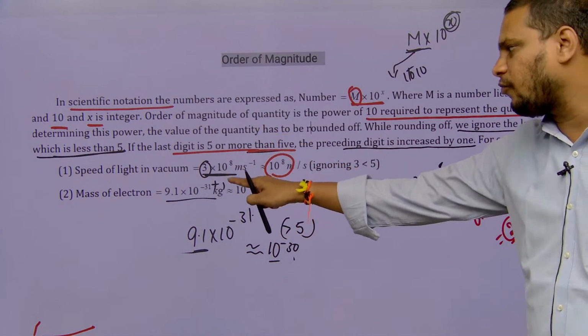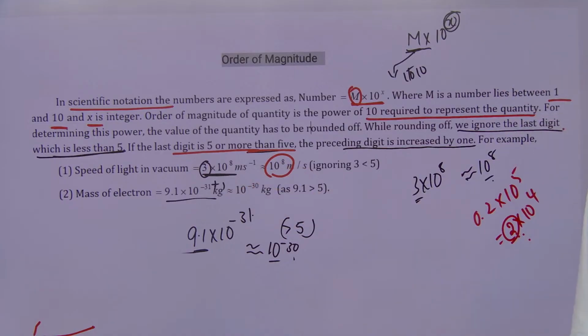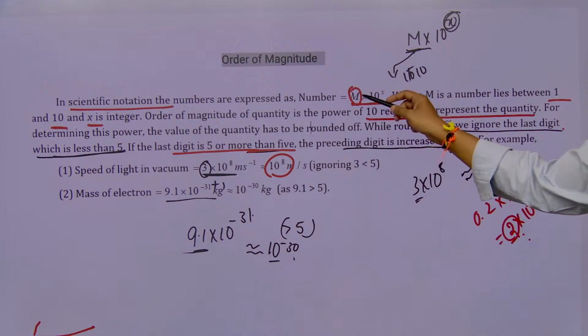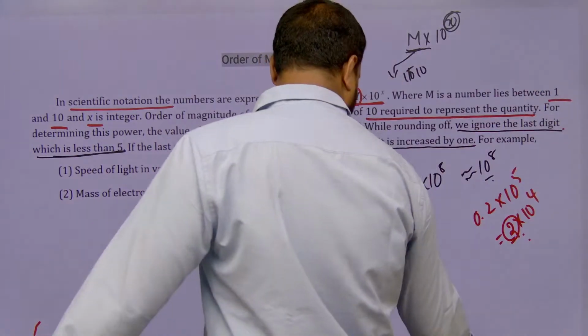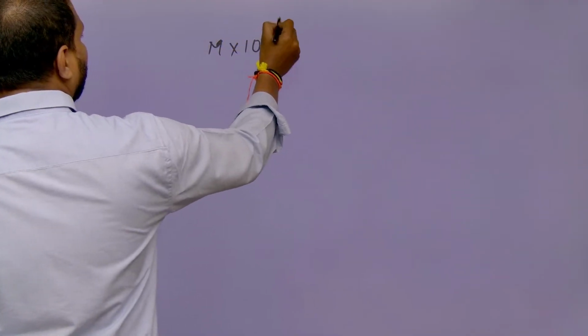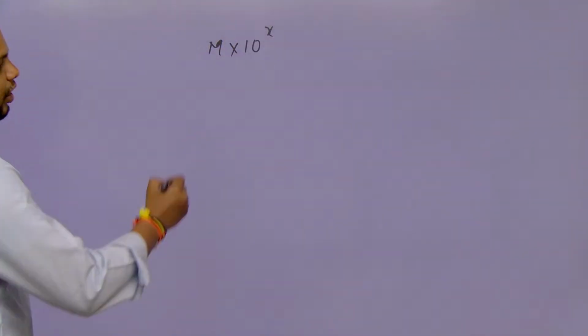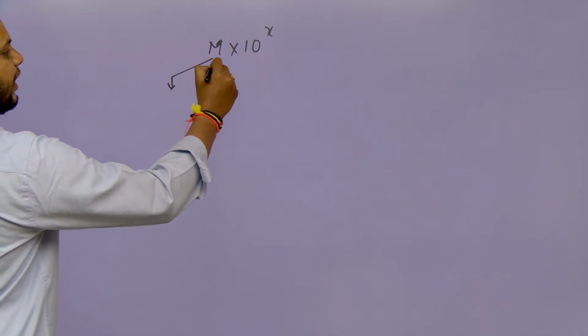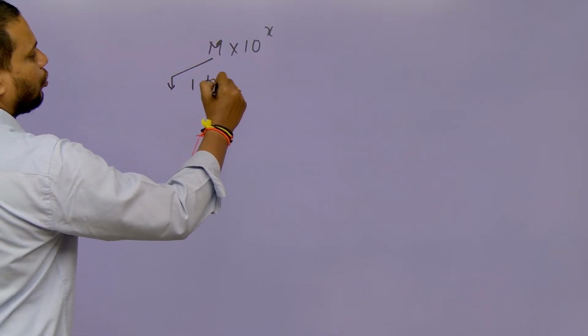Then 10 to the power of minus 31 plus 1, that is equal to 10 to the power of minus 30. Clear? Just write down this notation and these points. In scientific notation, you write it as m into 10 to the power of x. Order of magnitude. So m lies between where to where? 1 to 10.